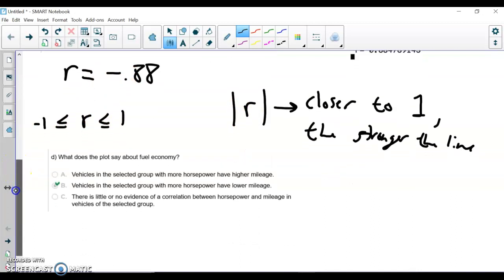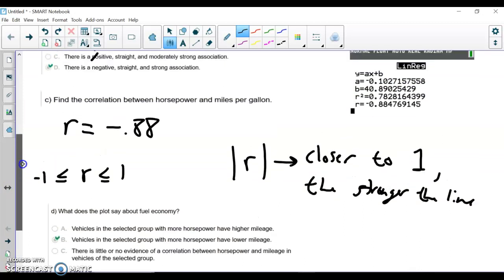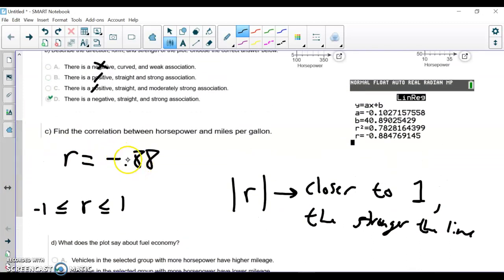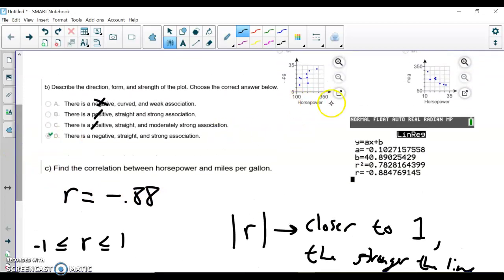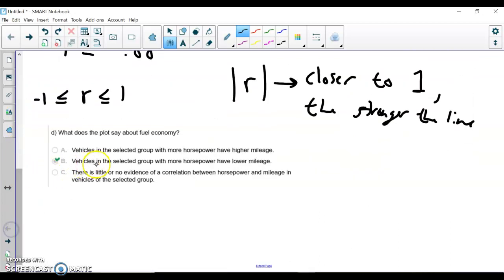So that's that. And then D just says, well, what does this say? What does the plot say about fuel economy? Well, we've already been talking about this whole negative relationship, right? As one goes up, the other goes down. So we saw that as horsepower goes up, miles per gallon goes down. So that's what we're looking for. Vehicles in the selected group with more horsepower have lower mileage. Perfect, right? The higher the horsepower, the lower the gas mileage.